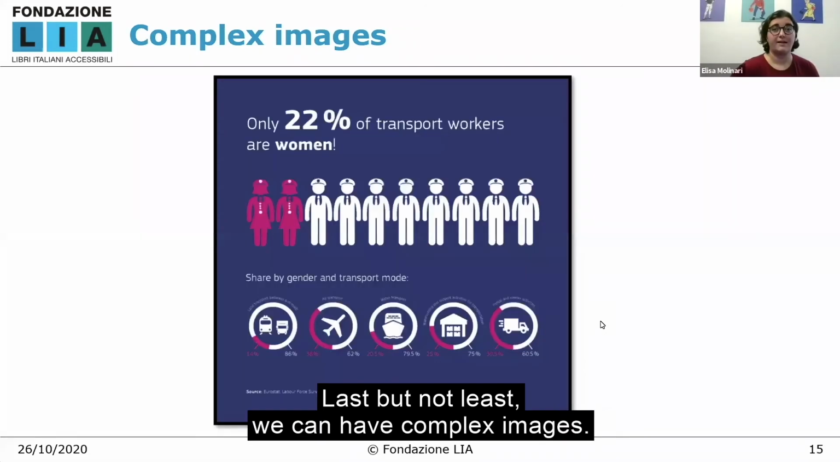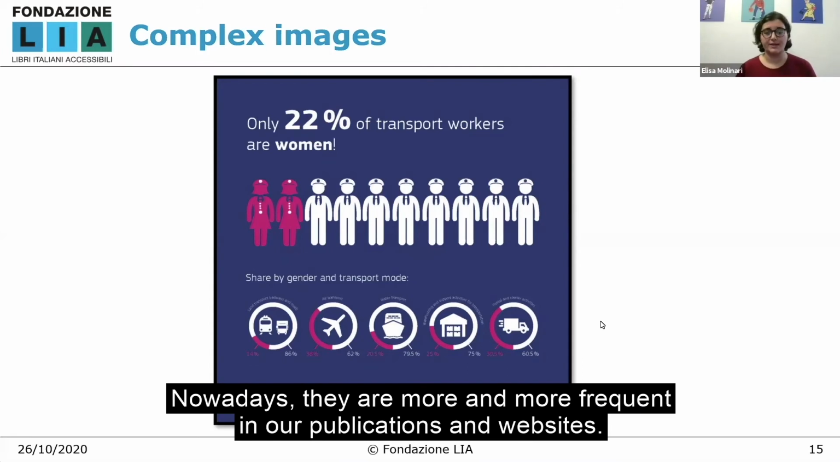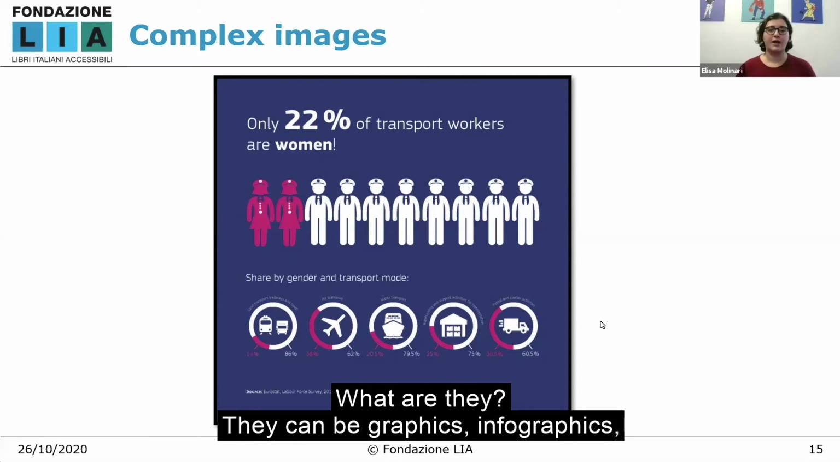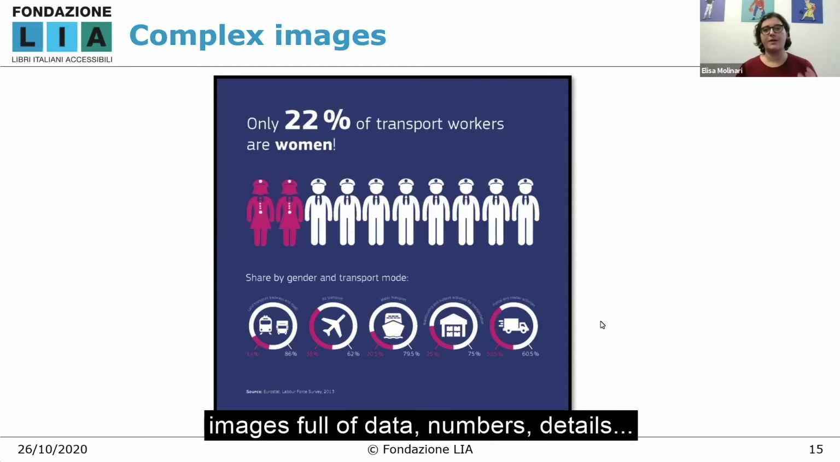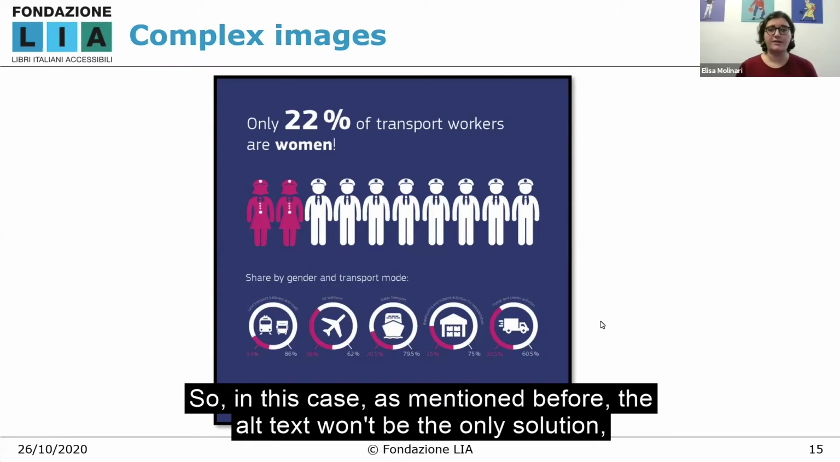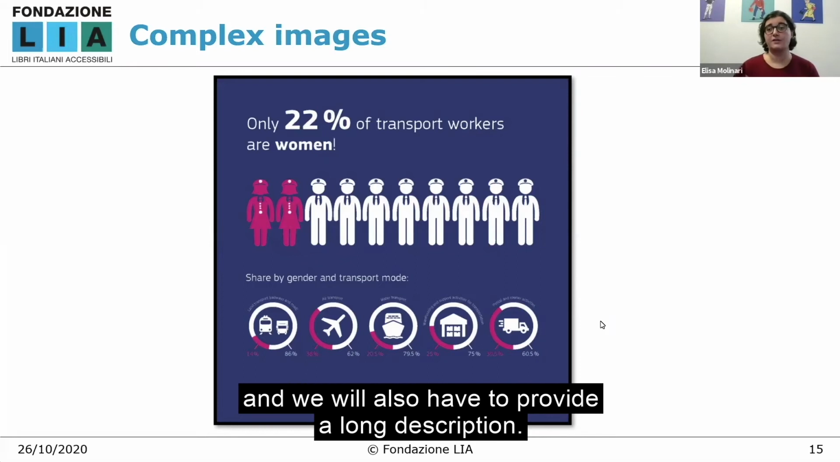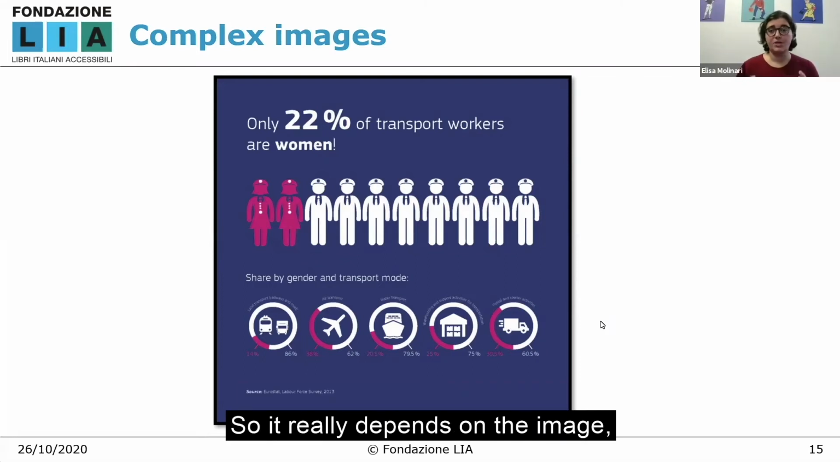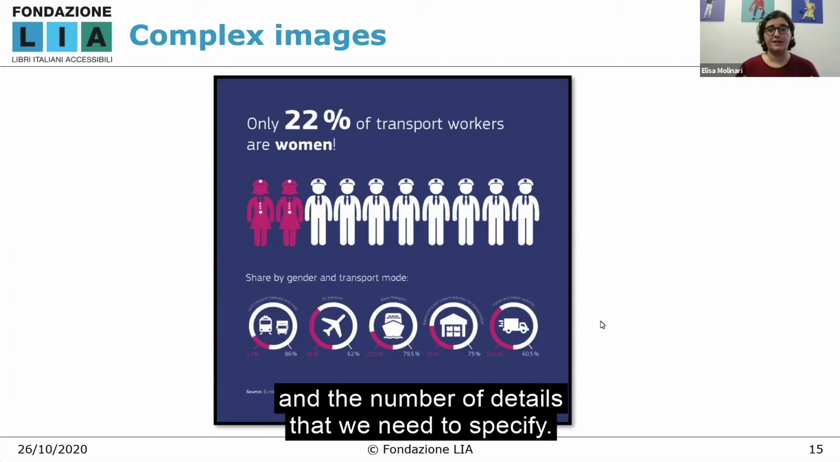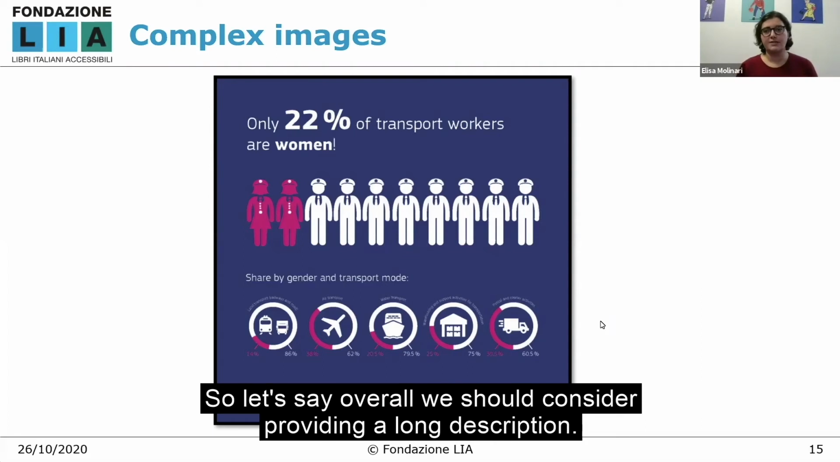Okay. Last but not least, we can have complex images. Nowadays they are more and more frequent in our publications and websites. What are they? They can be graphics, infographics, images full of data, numbers, details. So in this case, as mentioned before, the alt text won't be the best, the only solution, and we will have to provide also a long description. So it really depends on the image and the number of details that we need to specify.